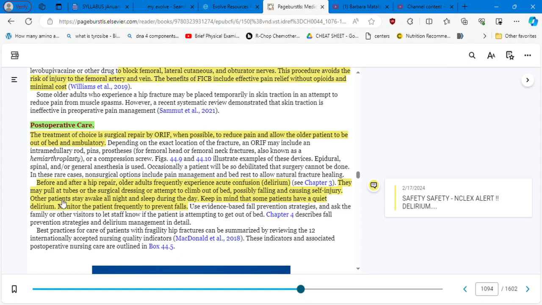They may pull at tubes or the surgical dressing or attempt to climb out of bed, possibly falling and causing self-injury. Other patients stay awake all night and sleep during the day. Keep in mind that some patients have a quiet delirium. Monitor the patient frequently to prevent falls.